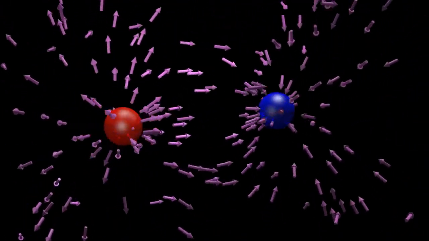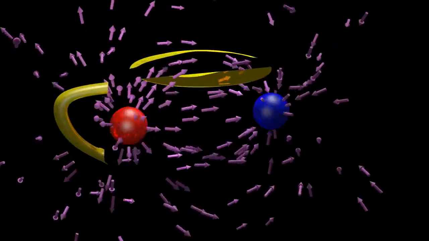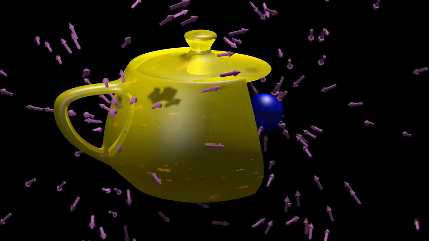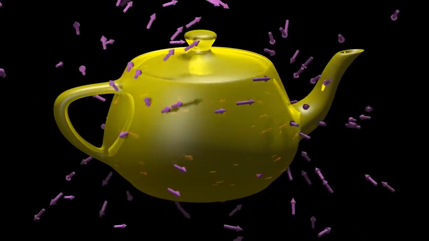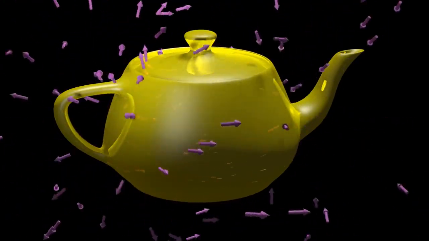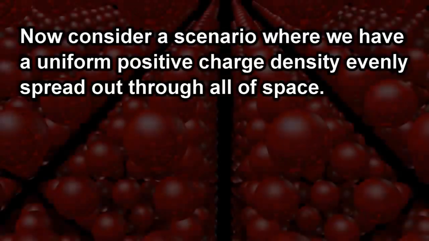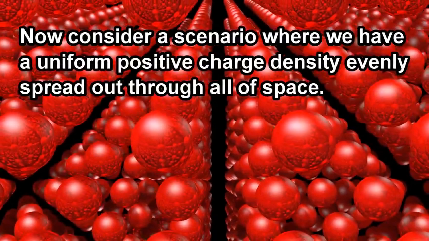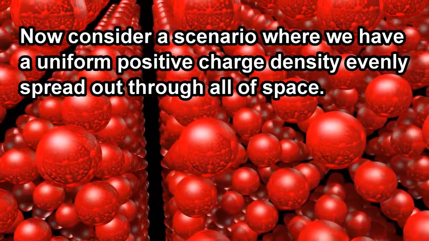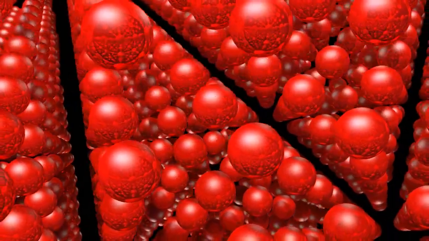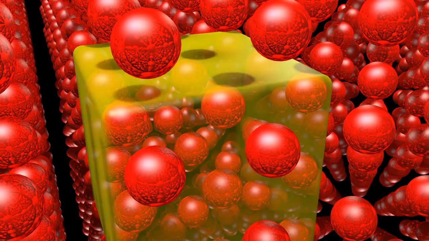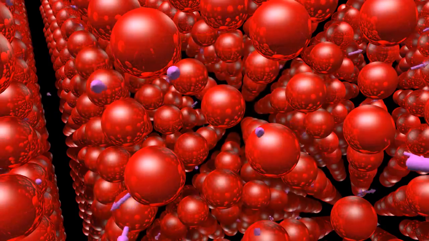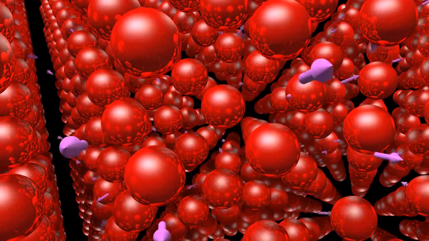Particles with opposite charges cancel each other out. Hence, any closed surface containing just these two particles will have an electric flux exiting that is exactly equal to the amount of electric flux entering. Now consider a scenario where we have a uniform positive charge density evenly spread out through all of space. Every closed surface throughout this space has a net positive charge inside. Therefore, every closed surface must have a net amount of electric flux exiting.